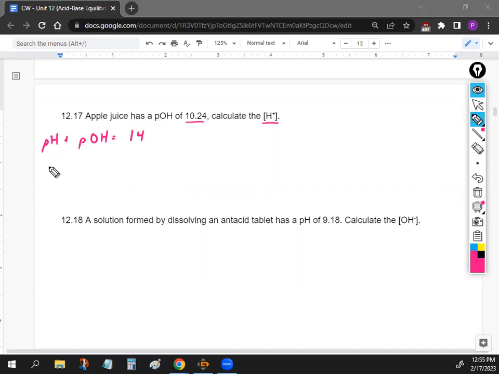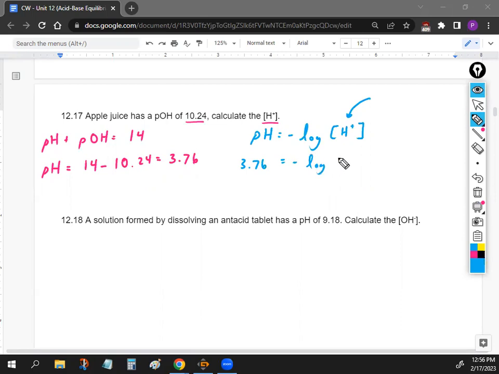And so if I wanted to convert this into pH, we can just rearrange the equation, which is going to be 14 minus the pOH, which is 10.24. And so that will give me a pH of 3.76, okay? Now, based on this, we can use the pH equation. pH is equal to the negative log of the H plus concentration. And so what we want to do is isolate the concentration of H plus. So I'm going to plug in 3.76 is equal to the negative log of the H plus concentration.